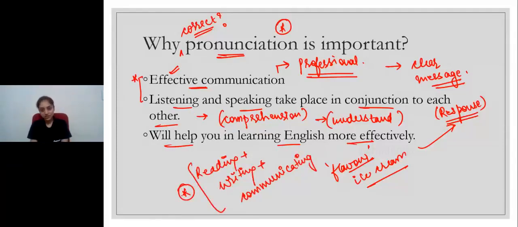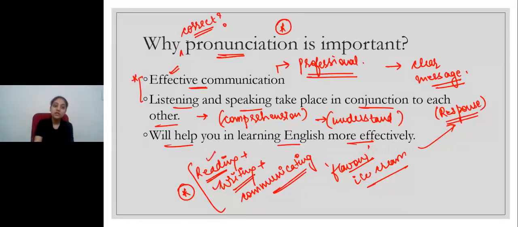So if your pronunciation is correct, automatically it has a positive impact on your reading skills. If your pronunciation is correct, obviously you are going to pay a little more attention to the spellings as well. And together, reading and writing will contribute to the communication domain, that is your spoken domain. So when you use English as a medium of conversation, obviously it will have a great impact if the first two domains have been worked upon.